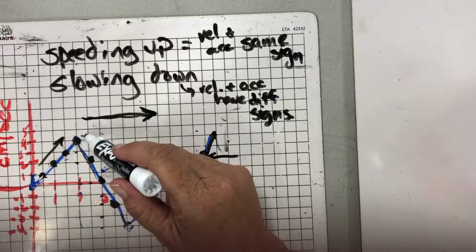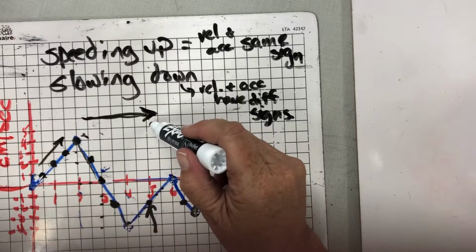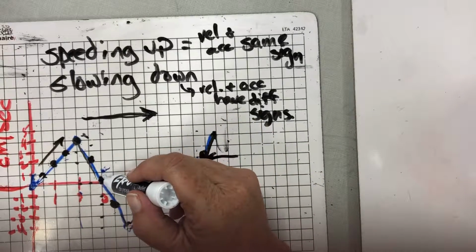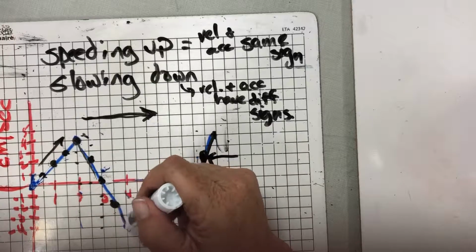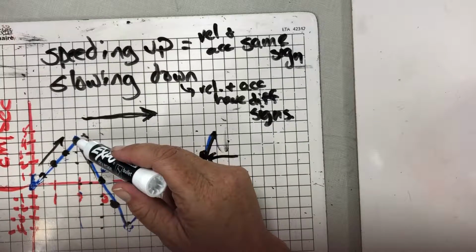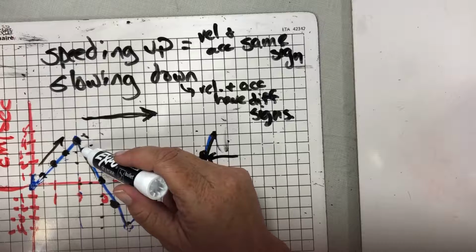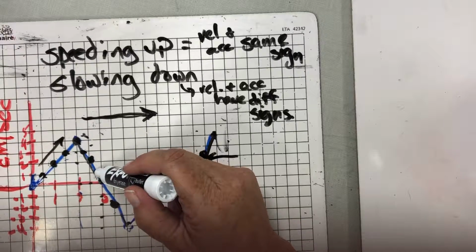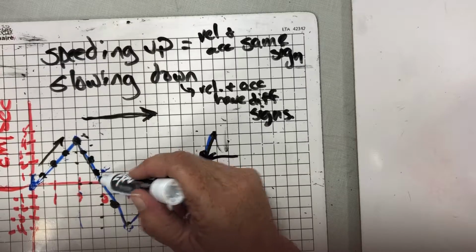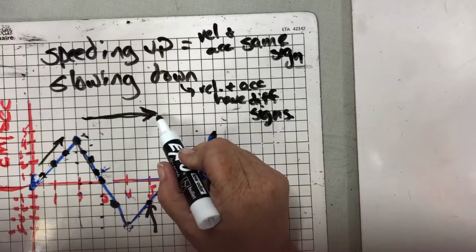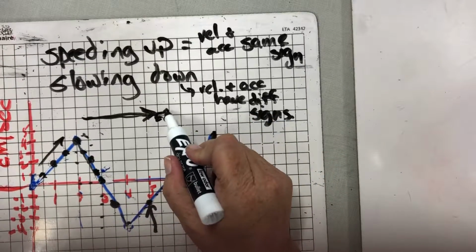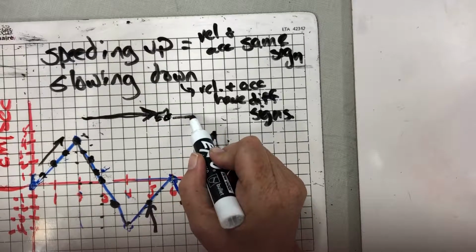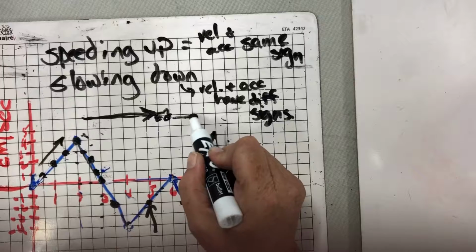What happens here? I still am going right, but my acceleration, my slope has become negative. So though I'm still traveling to the right, 4 centimeters per second, 3 centimeters per second, 2 centimeters per second, 1 centimeter per second, all the way to 0 centimeters per second. So as this particle is going this way, it's getting slower and slower and slower, and then at 3 seconds, it just stops.